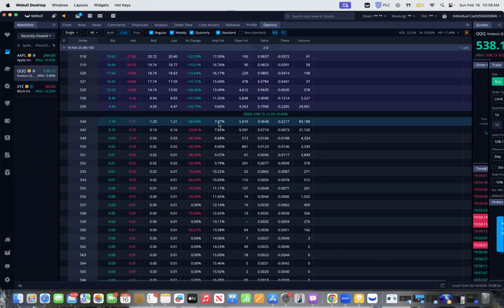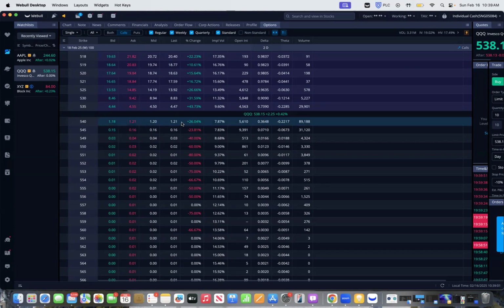And then you look at the implied volatility on these types of tickers. These are ETFs, so they've got a bunch of different holdings in different stocks. So they're not going to be as high as an individual stock would be, but 7%, that's great as far as implied volatility. Open interest, 5,000 contracts, and the volume is 89,000. So this is a good contract. Looks like there's a lot going on there. The delta is 36 to 22 on the theta, so that's a good ratio. So yeah, this is a good contract.